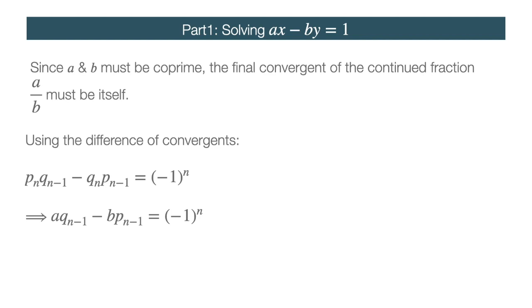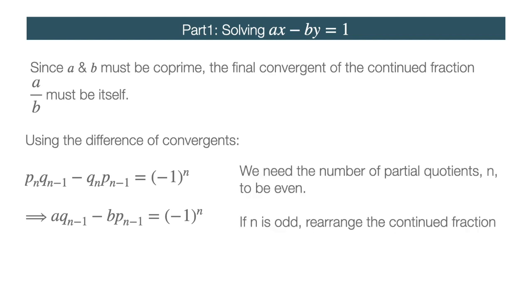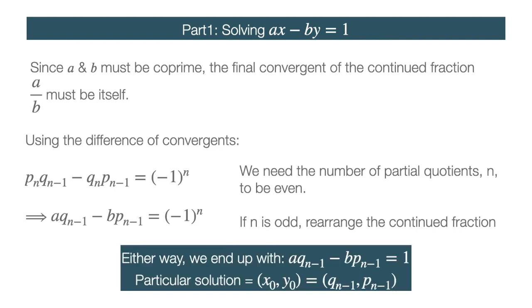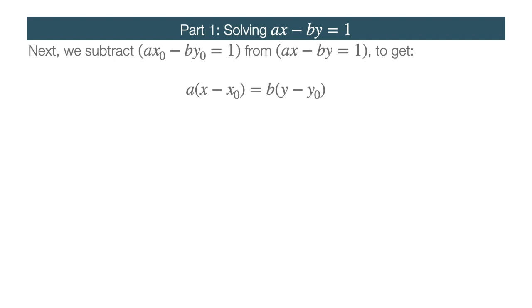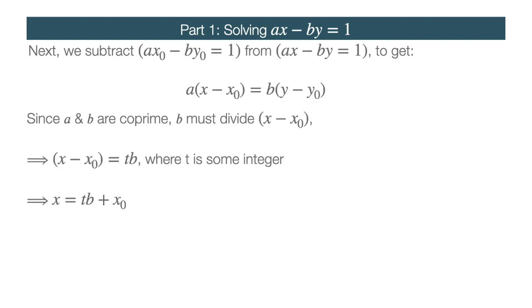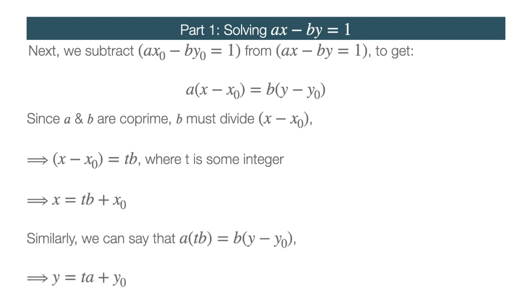Using the difference of convergents, we get the following equations. We need the number of partial quotients n to be even. If n is odd, rearrange the continued fraction. Either way, we end up with this equation and the particular solutions, x0, y0. Next, we subtract it from the original equation, and since a and b are coprime, b must divide x minus x0, so we can express it as tb, where t is some integer. Now we have the general solution for x. By subbing tb back, we can find the general solution for y as well.